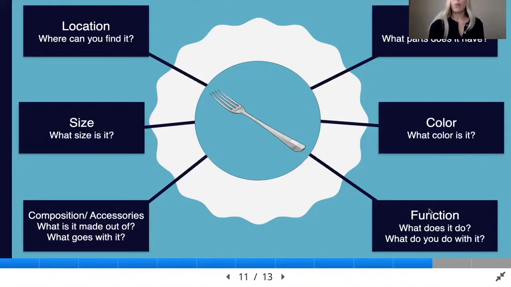You're right. What we can do with it. We eat with a fork. It's exactly what we do with it. One more thing. What else can you tell me about a fork? How about we go over here to size? What size is it? A fork is small. Very good. A fork is small.